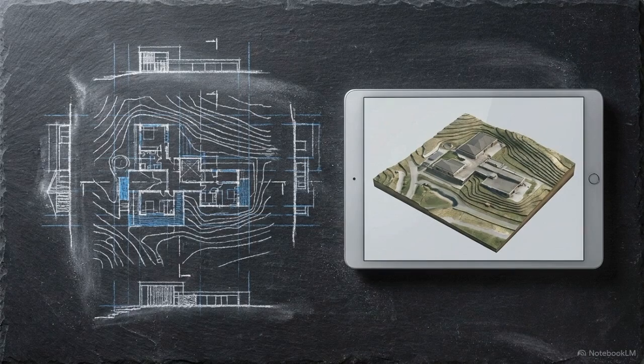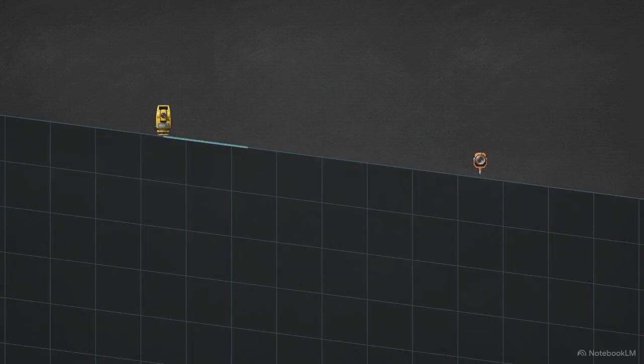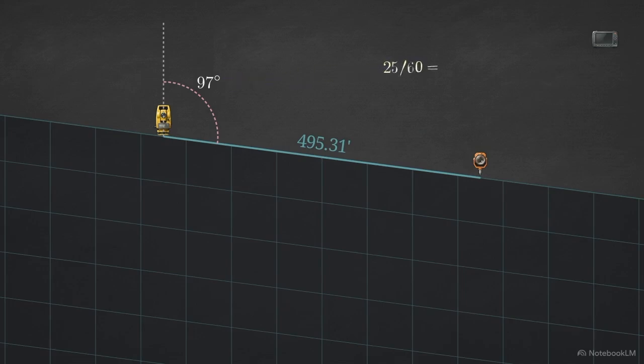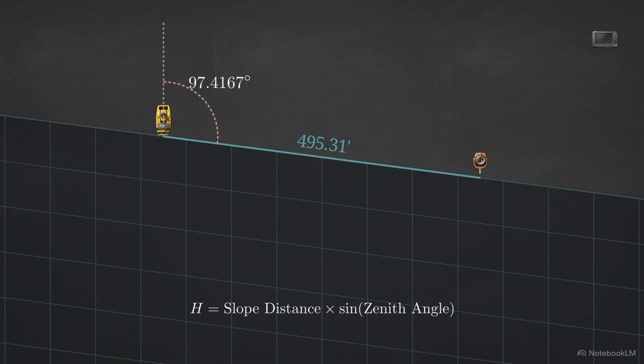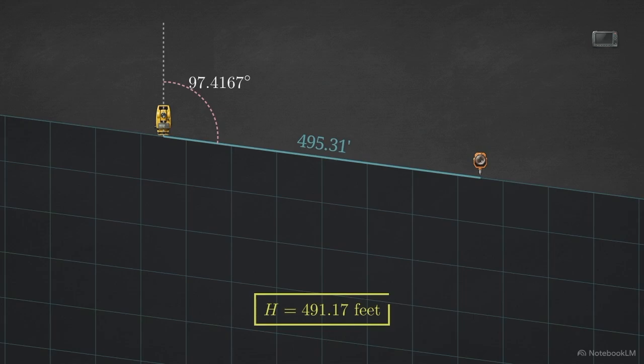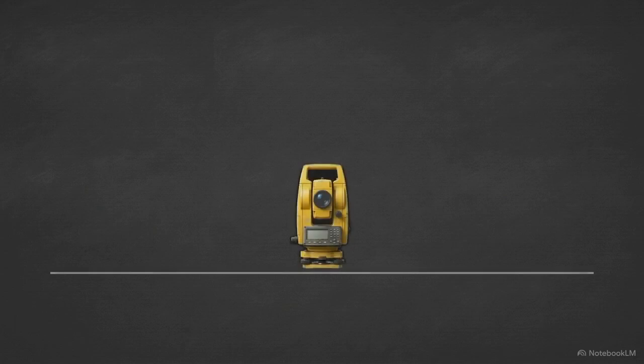the ground. Moving into 3 dimensions, question 44 asks for horizontal distance, given a slope distance of 495.31 feet and a zenith angle of 97 degrees 25 minutes. Trigonometric functions require decimal degrees, so convert first. Divide 25 minutes by 60 to find 0.4167. Added to 97 degrees, the input is 97.4167. Using the formula, horizontal distance equals slope distance times the sine of the zenith angle, we arrive at 491.17 feet. This math informs physical calibration.